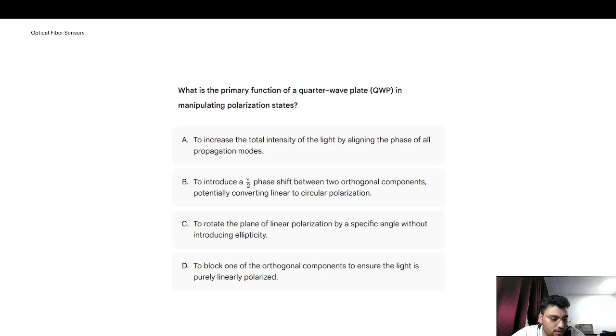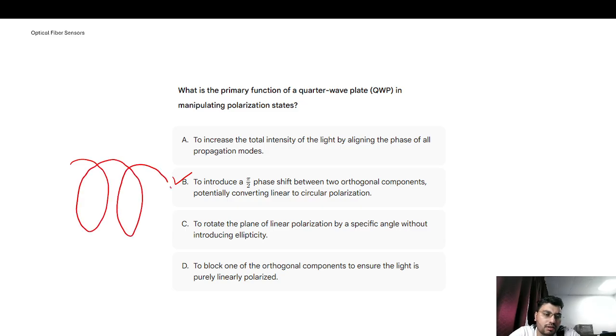Okay. Yeah, you are correct again. So the quarter wave plate manipulates the polarization state to introduce a pi by 2 phase shift between two orthogonal components, potentially converting linear to circular polarized light. Yeah, that's correct. So circular polarized light, how are we converting it? Using two orthogonal components, or maybe two linear polarizations.